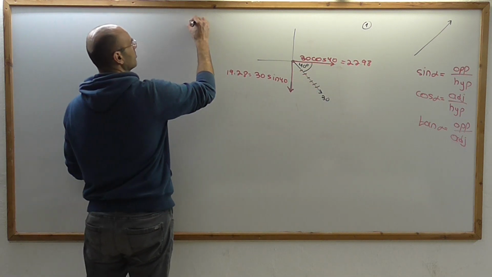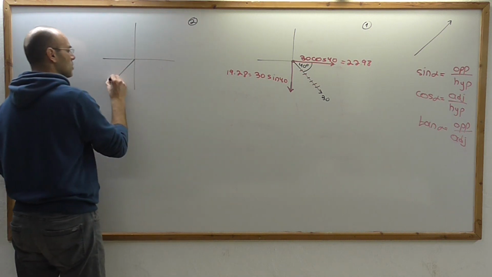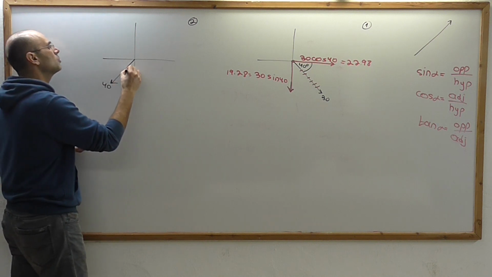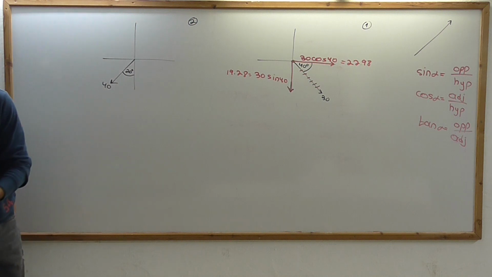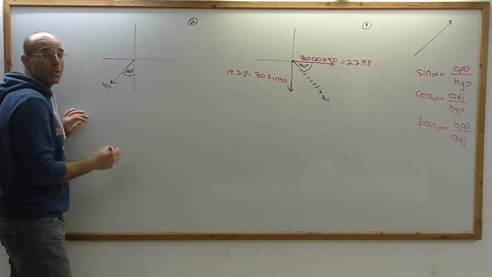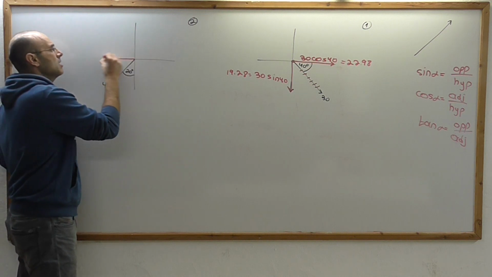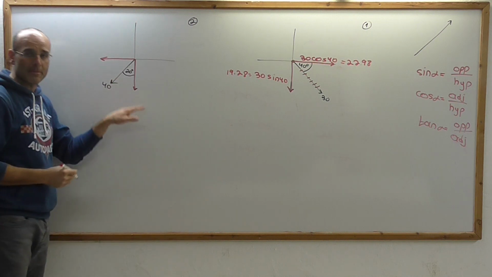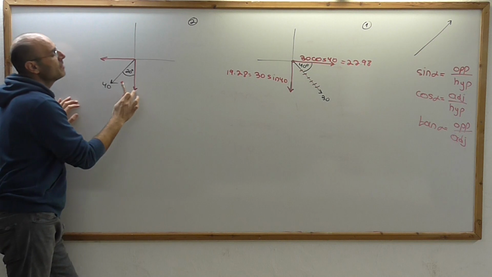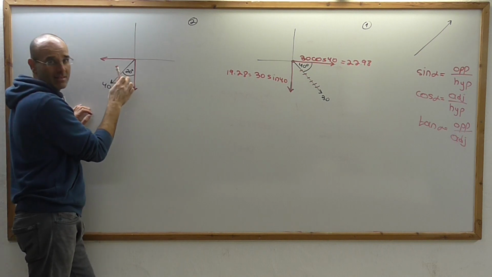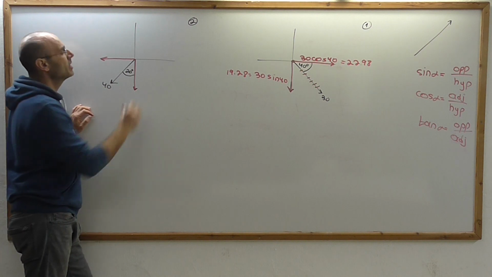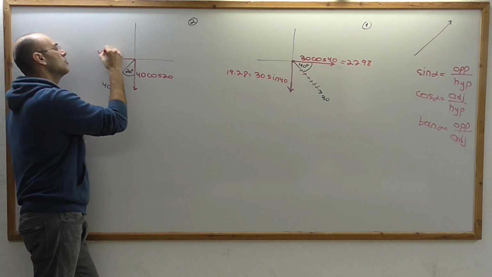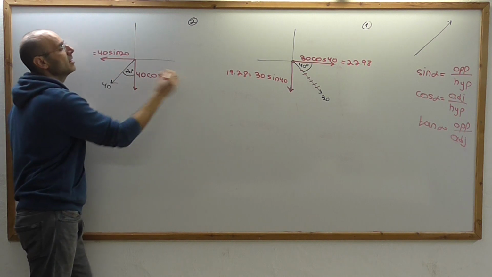Another example. Let's try this one. Let's say this force is 40 and the angle is 20 degrees. And I want to break it into its components. So first I identify the components. Naturally, one will go left, one will go downwards. How do I find them? This vector component is beside the angle, it will get the cosine. So it will be 40 cosine 20. And the other one, 40 sine 20, will get the sine.